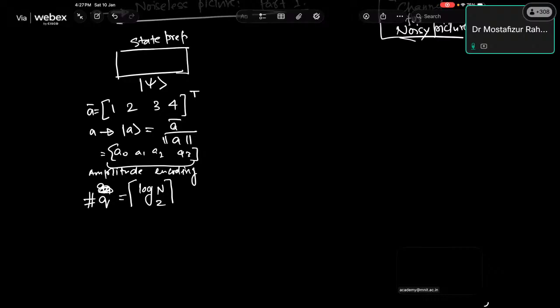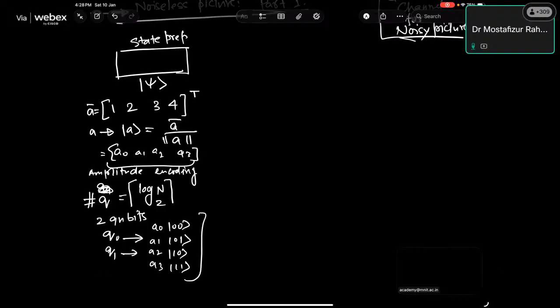So here we have 4 data points, so log base 2 of 4. We need at least 2 qubits, right? So 2 qubits, Q0 and Q1, have 4 states: 00, 01, 10, and 11. And I have to store these 4 amplitudes as probability amplitudes in front of A0, A1, A2, A3. So A0 times 00, this is the basis vector. A1 times 01 is the basis vector. A2 times 10, and A3 times 11.